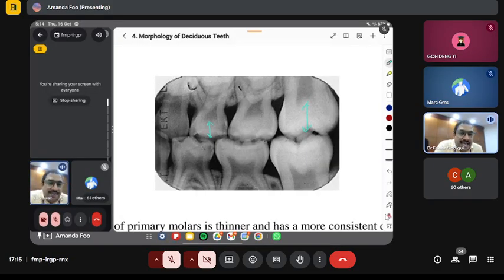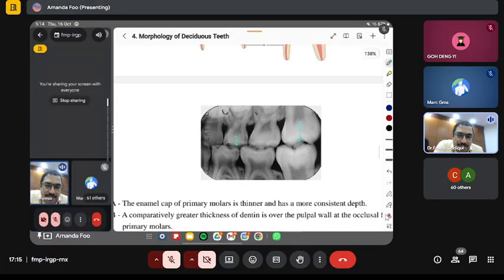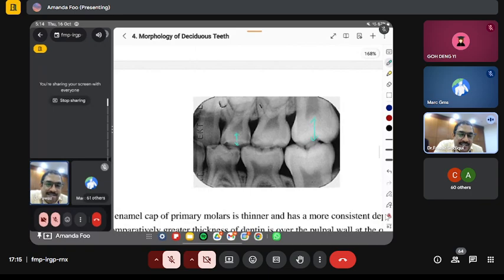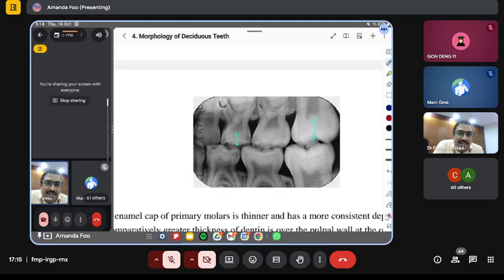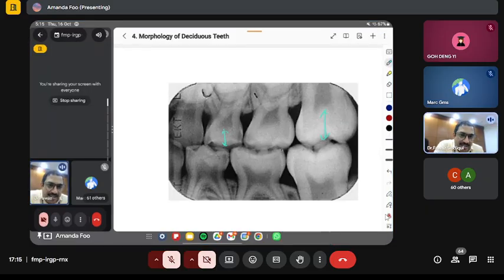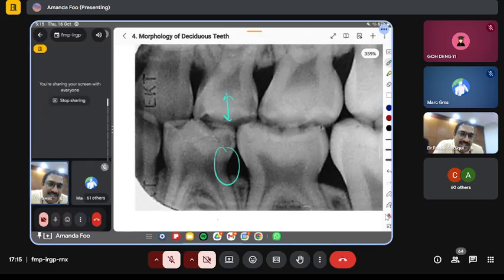Can Amanda identify the radiolucency? Which primary molar has a radiolucency on its proximal surface? Can you circle it for us? Sorry, doctor, can you repeat? Which primary molar has a radiolucency on its proximal surface? Maybe this one.